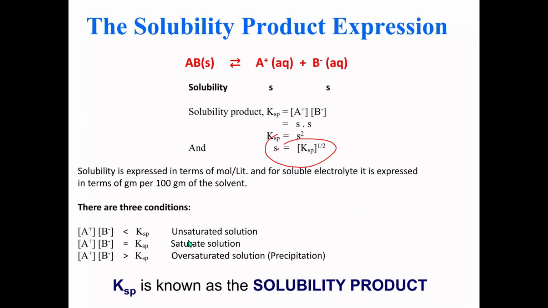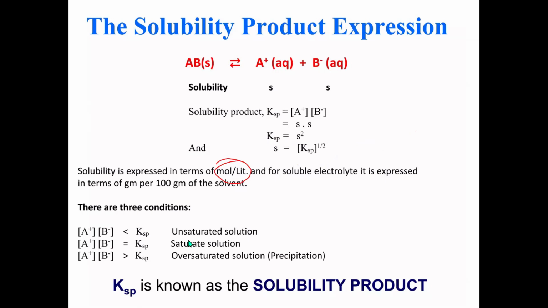It makes the concentration of the ions the subject of the formula. The solubility is always expressed in mole per liter, so we should know it is a concentration. And for a soluble electrolyte, the solubility is expressed in terms of gram per 100 gram of the solvent. So now there are 3 conditions.